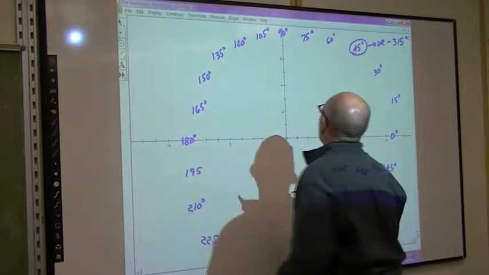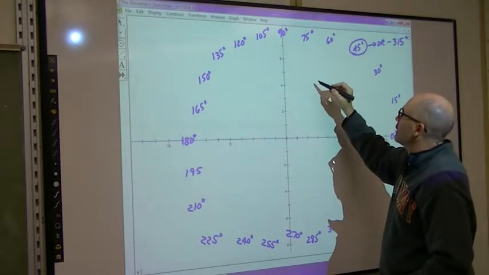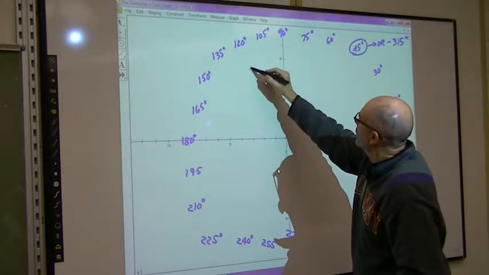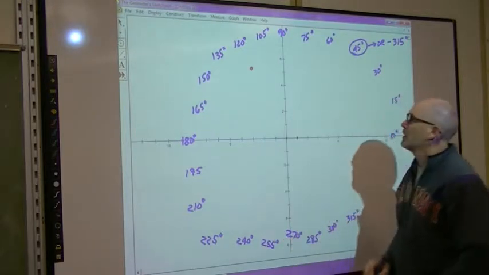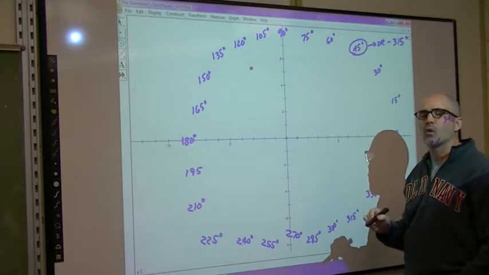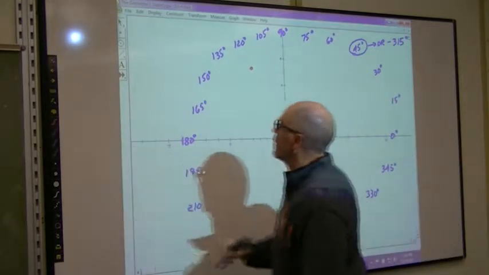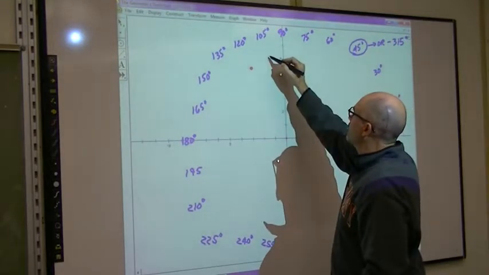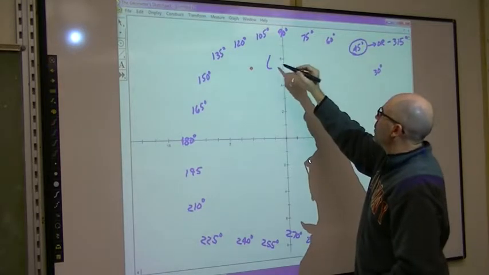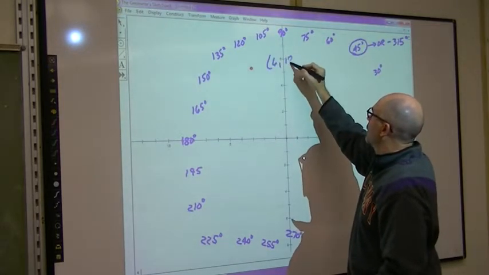I'm going to put a point on here, and you're going to name it 4 different ways. Let's see. Let's go with this point right here. So what I want you to do is name that point 4 different ways. First we'll go the easiest way, and that'd be positive, positive. So what is this? It's 6 away at 120 degrees.